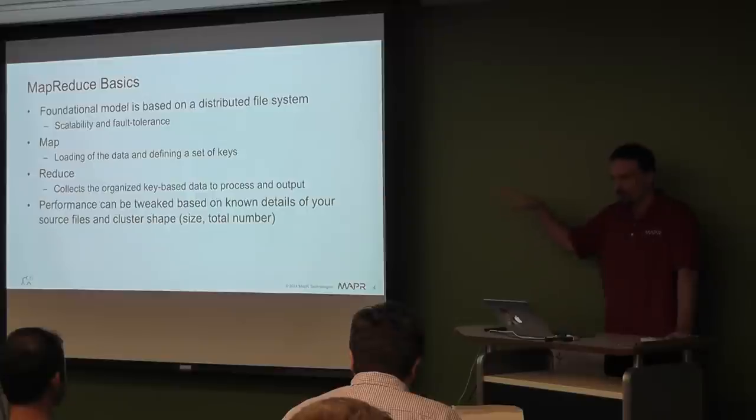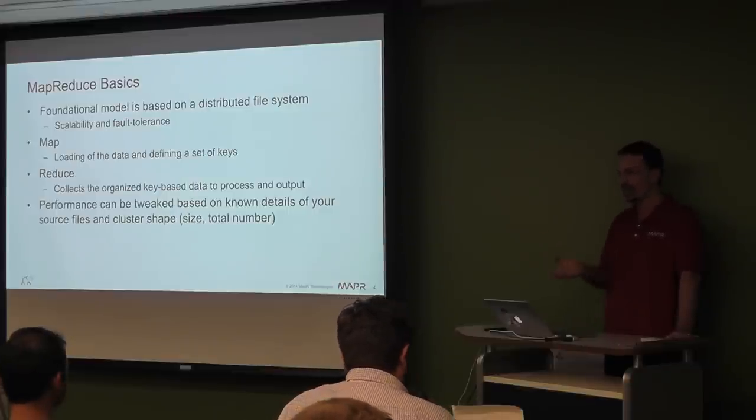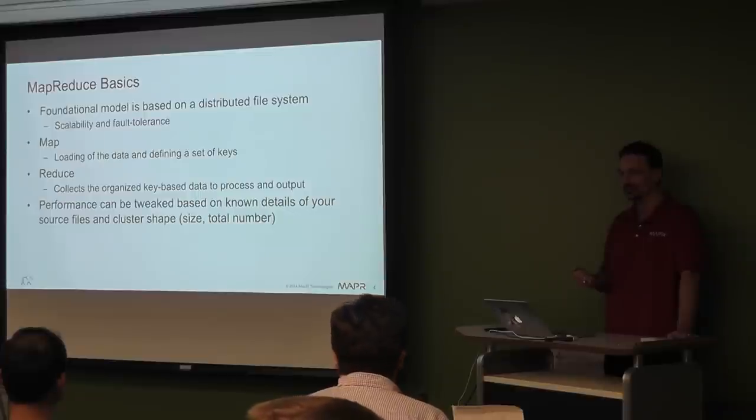The very bottom bullet point is kind of about the most important piece of Apache Hadoop in MapReduce. It is very heavily tunable. Would anyone here care to raise a hand and tell me if they've spent more than an hour on tweaking MapReduce jobs that they've written? Okay, just a couple.